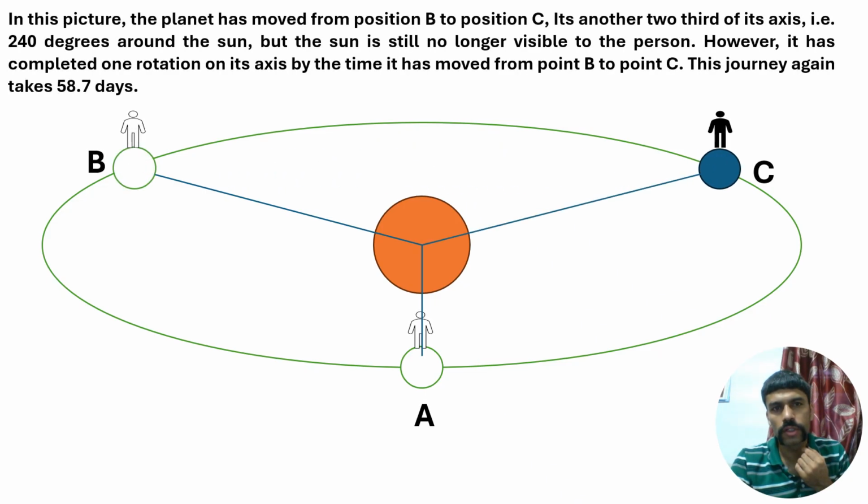In this picture, the planet has moved from position B to position C. It's another two-thirds of its orbit, that is 240 more degrees around the sun, but the sun is still no longer visible to the person. However, it has already completed one rotation on its axis by the time it has moved from point B to point C. This journey again takes 58.7 days, but despite completing one complete rotation, it has not yet completed its revolution around the sun again, so you cannot see the sun overhead.